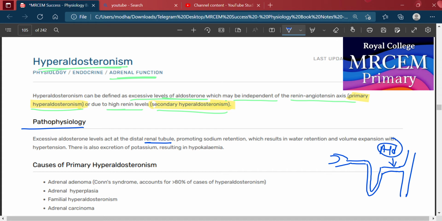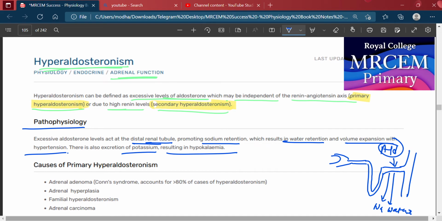The aldosterone will act on the distal renal tubule, promoting sodium retention, which results in water retention and volume expansion with hypertension. There is also excretion of potassium, resulting in hypokalemia. So from here the sodium and water will be reabsorbed and the potassium will be excreted, so there will be hypokalemia in the body.